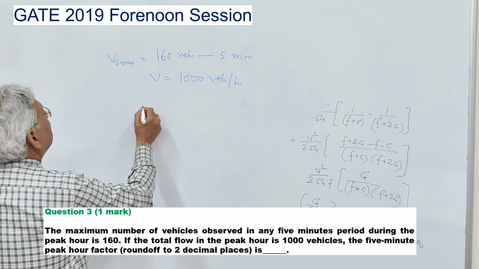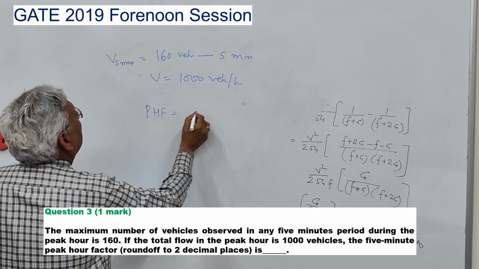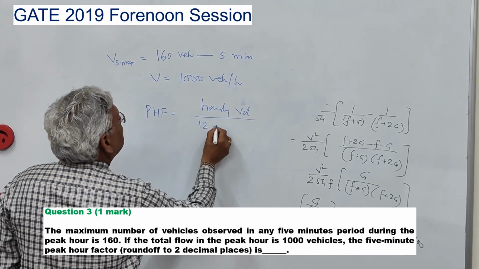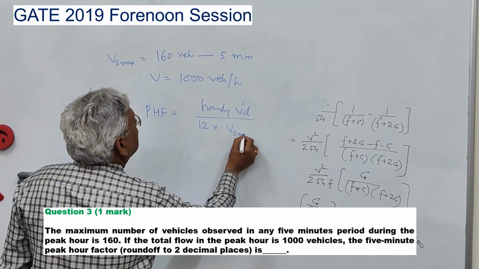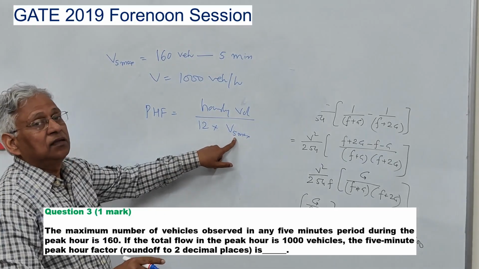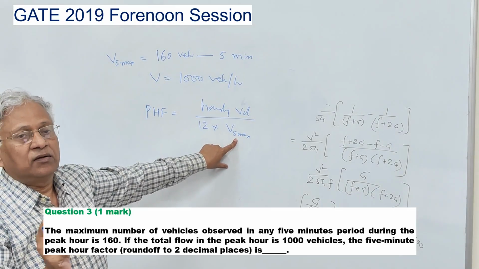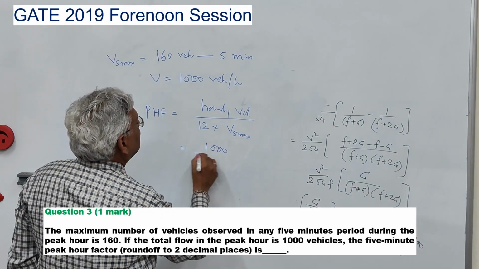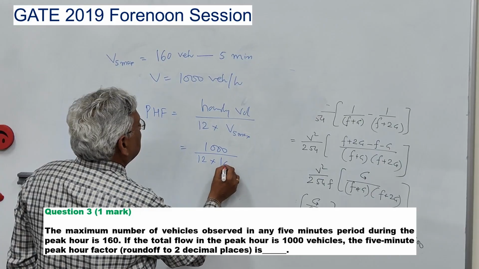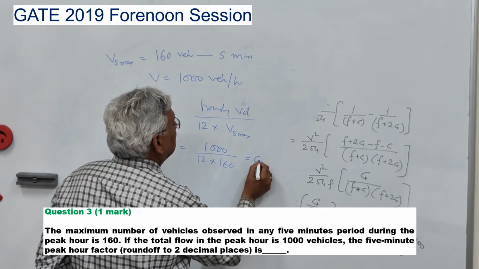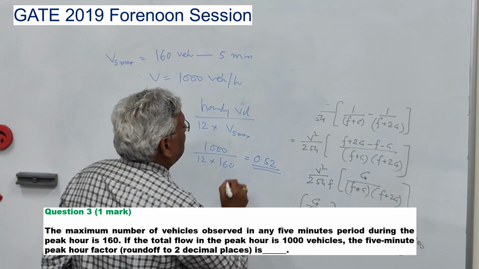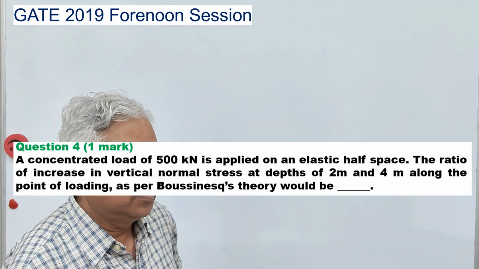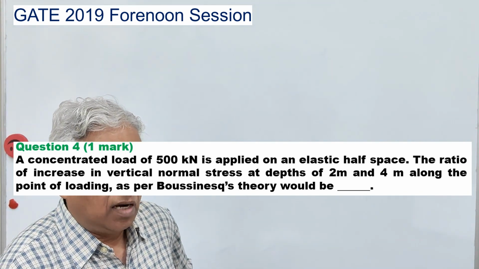Now peak hour factor is given by this equation. Peak hour factor is hourly volume divided by 12 into V5 max. Why 12? Because you are counting 5-minute intervals. So there are 12 intervals in 1 hour, and therefore this must be 1000 upon 12 into 160, equal to 0.52. Now this is the peak hour factor. Question number 4 is that a concentrated load of 500 kilonewton is applied on an elastic half space.